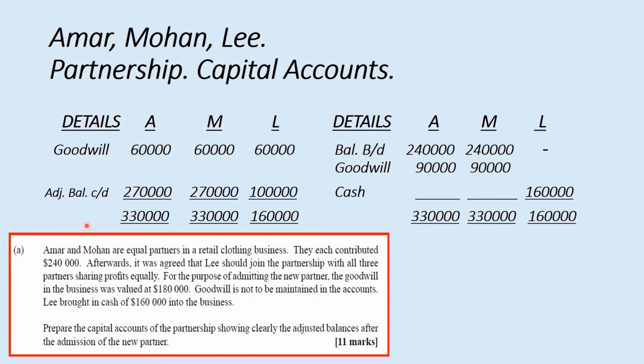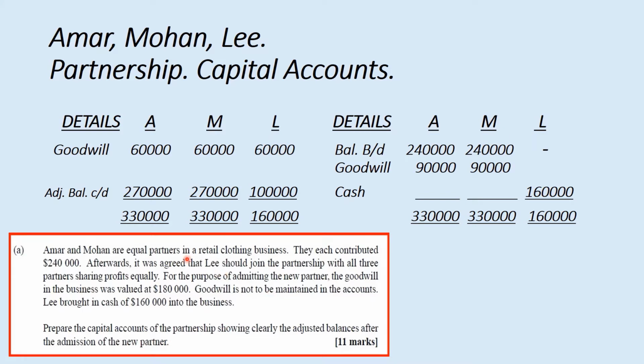Amar, Mohan and Emir are equal partners in a retail clothing business. They each contributed $240,000. It was agreed that Lee should join the partnership, with all four partners sharing profits equally. For the purpose of admitting the new partner, the goodwill in the business was valued at $180,000. Goodwill is not to be maintained in the accounts. Lee brought in cash of $160,000 into the business. Prepare the capital accounts of the partnership showing clearly adjusted balances after the admission of the new partner.